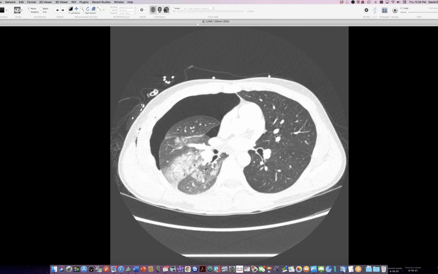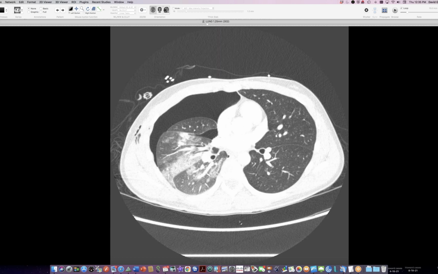So this man is of Chinese origin, I think was born in China. Okay, so spontaneous pneumothorax and then re-expansion edema.